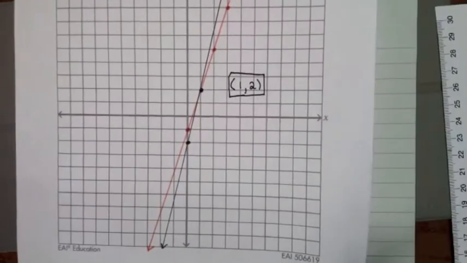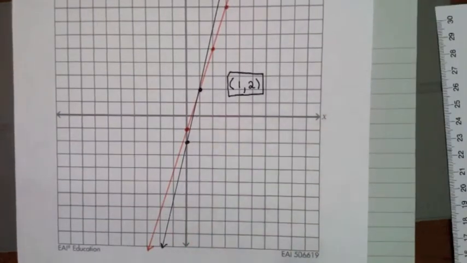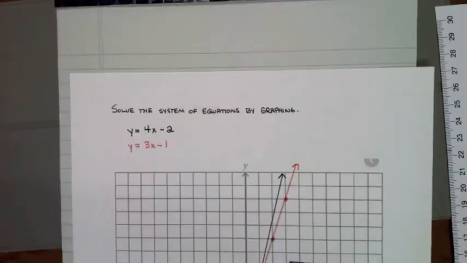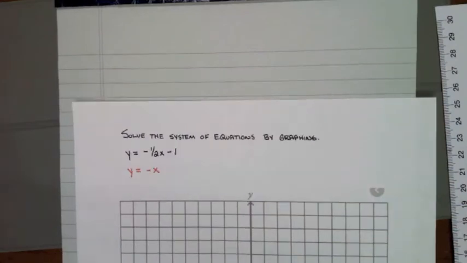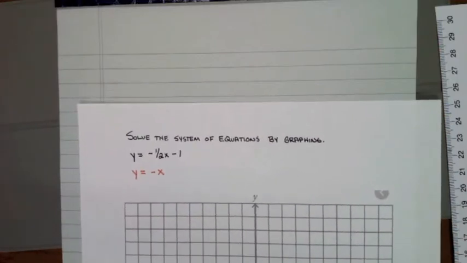This point is where these two lines intersect. These numbers are the only numbers that have solutions for both of these. We need to solve this system by using graphing. That means we need to graph each one of these. I'm going to start with the red one. I look at the red linear equation and I determine what form it's in.